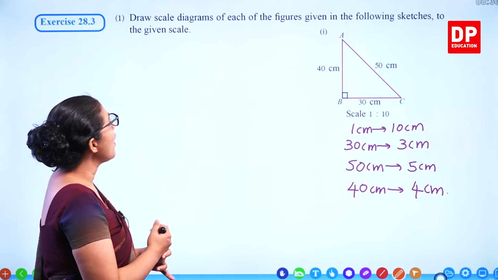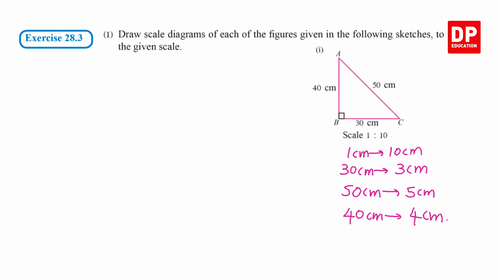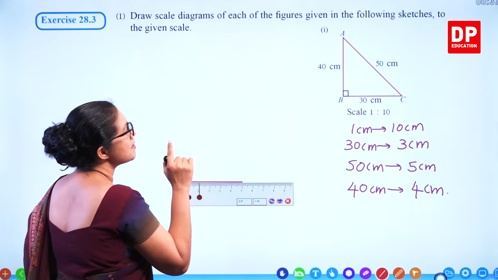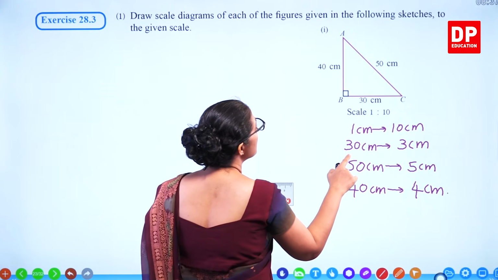So we'll try to draw it. Now take the ruler and you need 5 centimeter length. So you can take the ruler and measure 5 centimeter length here. That's 5 centimeter length. So that's for 50.